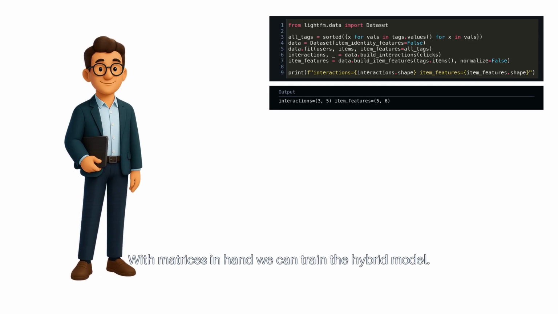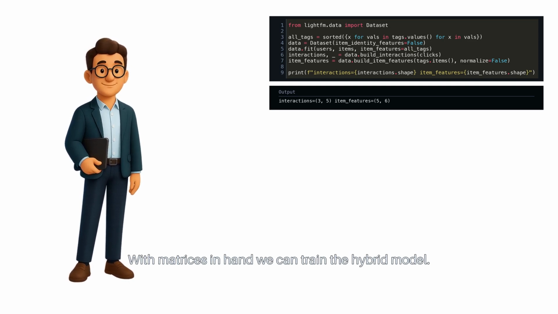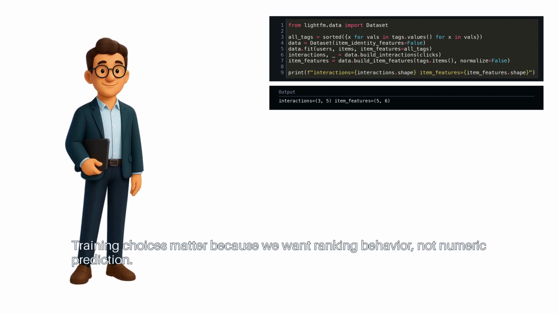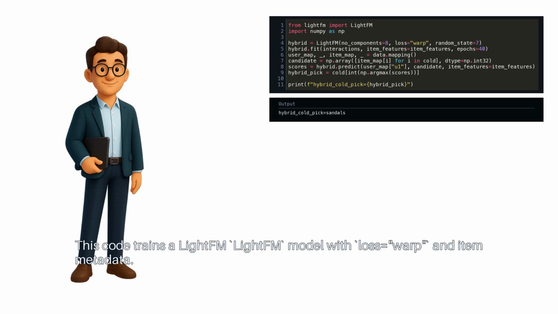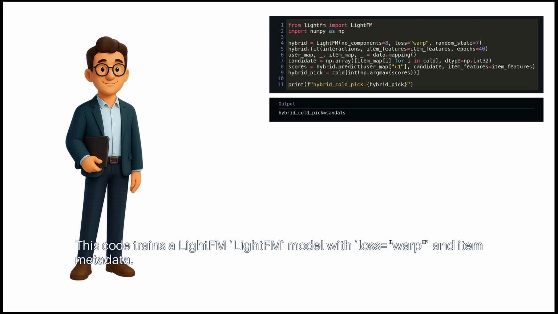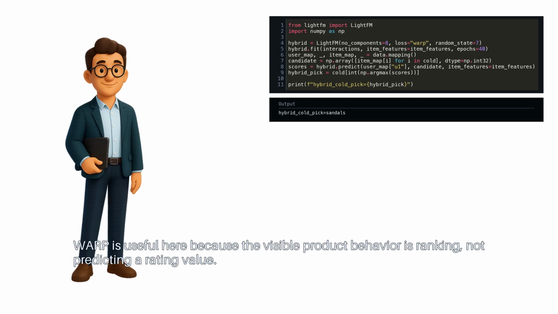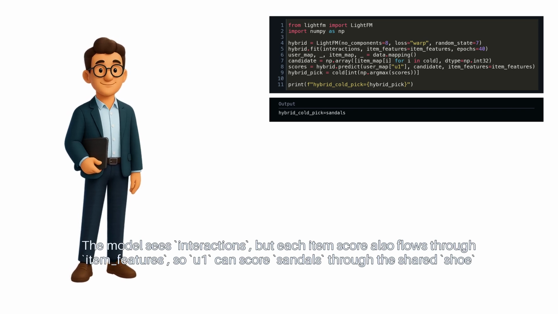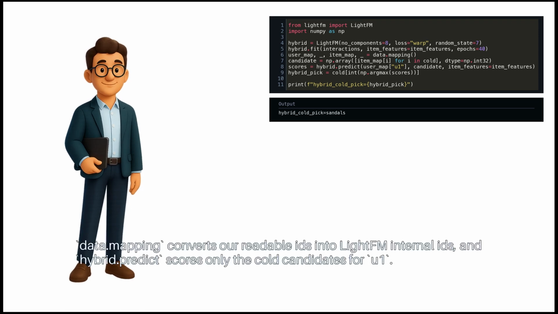With matrices in hand, we can train the hybrid model. Training choices matter because we want ranking behavior, not numeric prediction. This code trains a LightFM model with loss equals WARP and item metadata. WARP is useful here because the visible product behavior is ranking, not predicting a rating value. The model sees interactions, but each item score also flows through item features. So U1 can score sandals through the shared shoe feature.